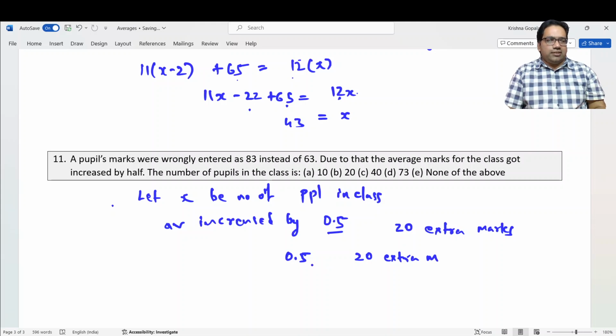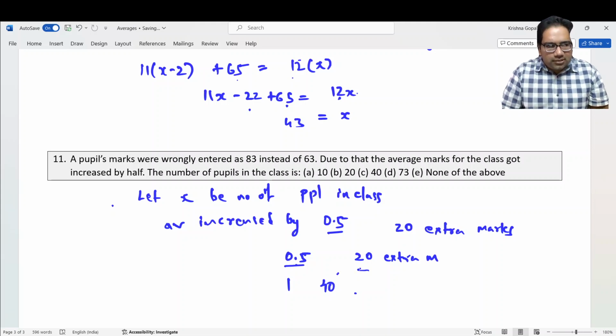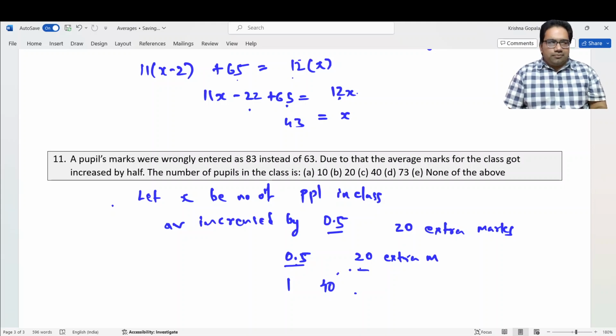Now, forget about further calculation: if there were 20 people and 20 extra marks were added, then everyone's average would have increased by 1. If there are 20 people, each person's average would have increased by 1. If there are 40 people, the average would increase by 0.5. If there are 80 people, the average would increase by 0.25 only. So if the average has increased by 0.5 and there are 20 extra marks, the number of people would be 20 by 0.5, which is 40.